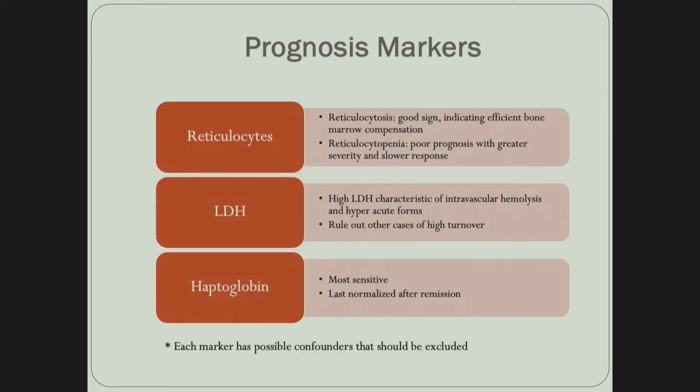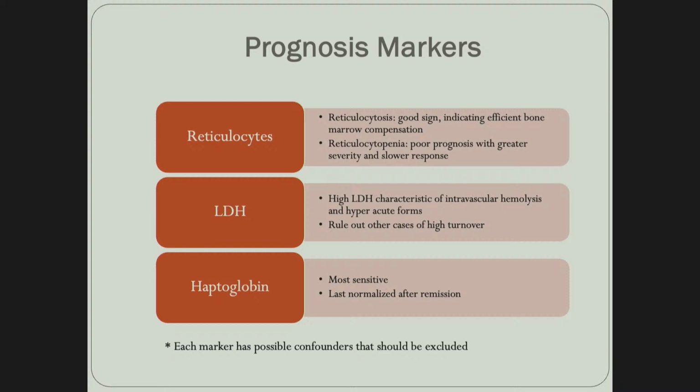Now, prognostic markers: what to look for. If you see reticulocytosis in the peripheral picture, it is a good sign, because that means your marrow is effectively compensating. If there is reticulocytopenia, it indicates a poor prognosis with greater severity and slower response to your drugs. Reticulocytopenia also gives an indication to the hematologist to add erythropoietin, because these autoantibodies may be affecting the precursors in the bone marrow itself.